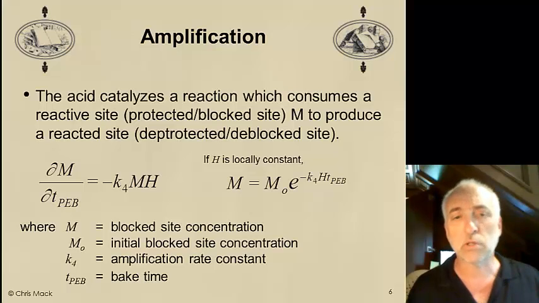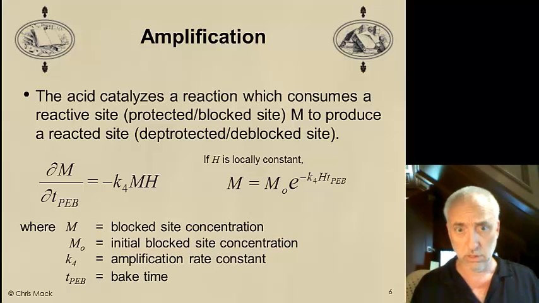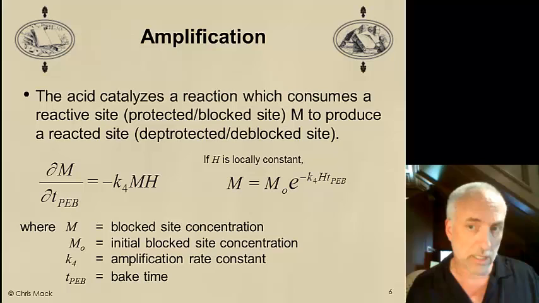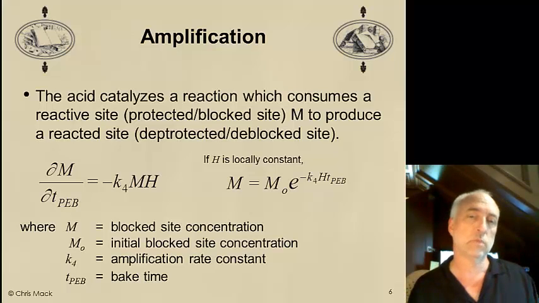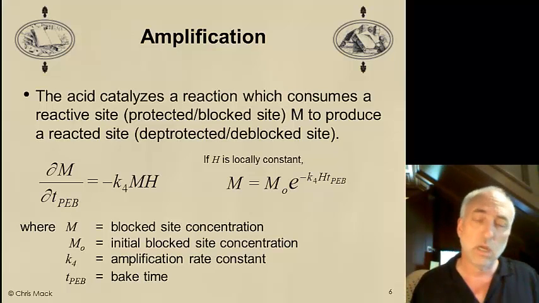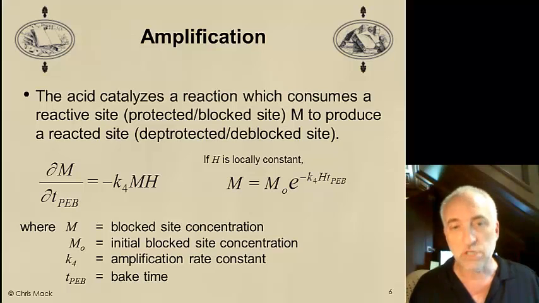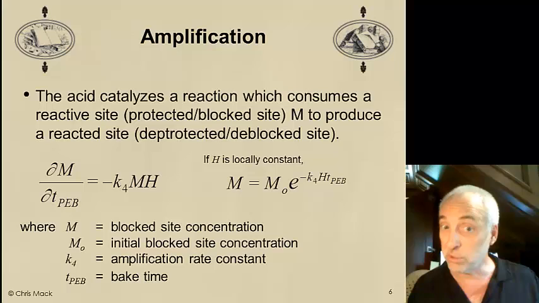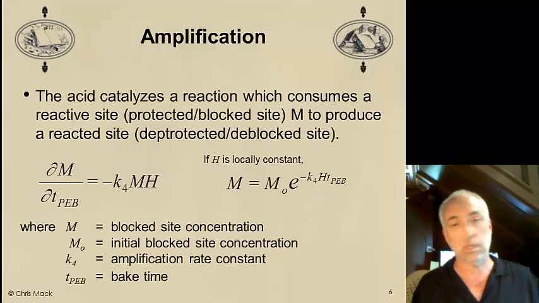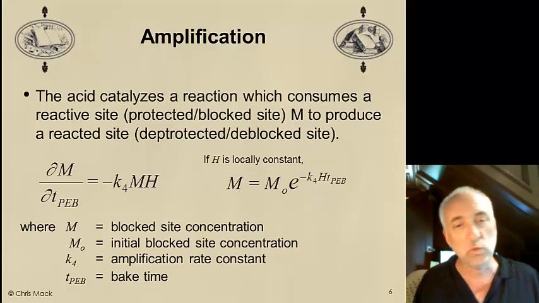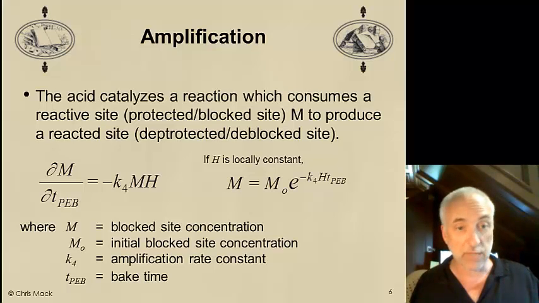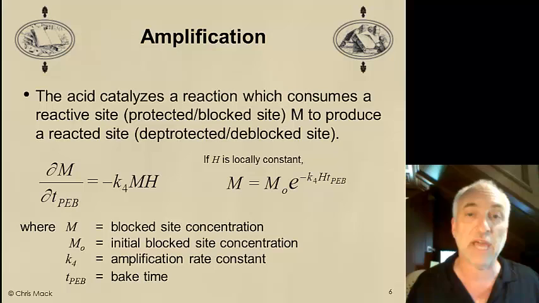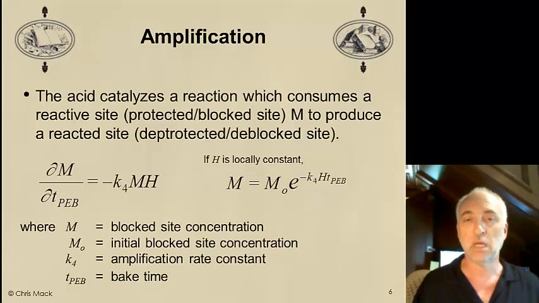If H is locally constant, then I can simply integrate, and I get this exponential. What does that mean, H is locally constant? Well, that means the concentration of acid is not changing. Well, that might be true. This, after all, is a catalysis reaction. The acid is not being consumed during the reaction. So it makes sense to think of H as being constant.